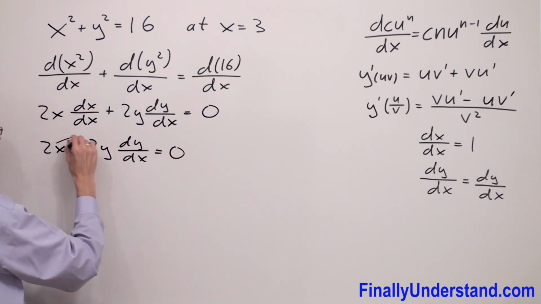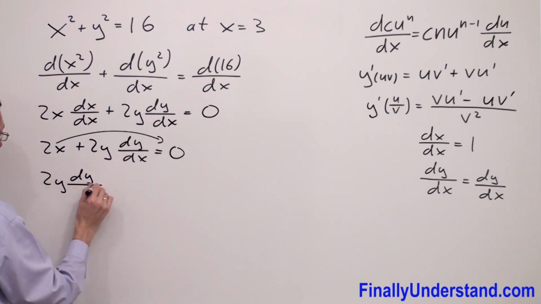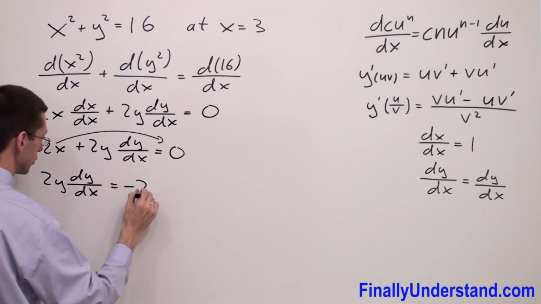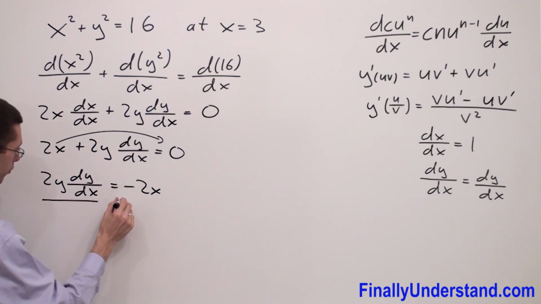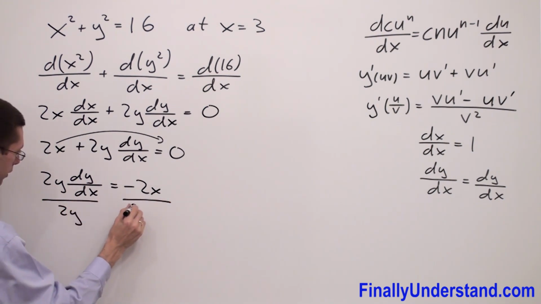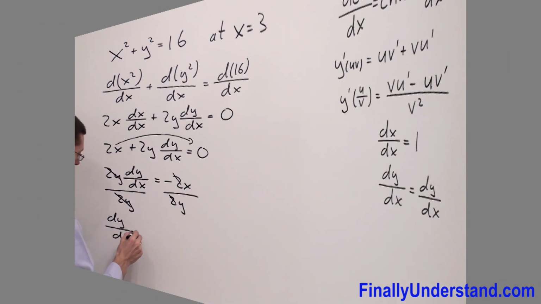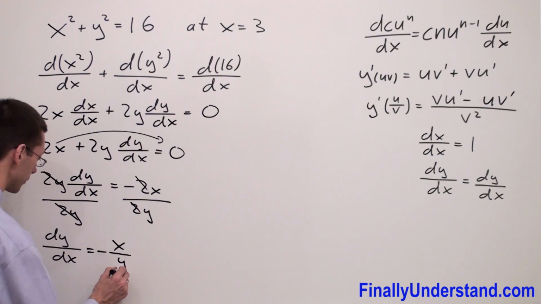Next, I'm going to move 2x to the right side, so I have 2y dy over dx is equal to negative 2x. Next, I'm supposed to divide both sides of my equation by 2y. 2y and 2y will cancel out, 2 and 2 will cancel out, and I have dy over dx equal to negative x over y.